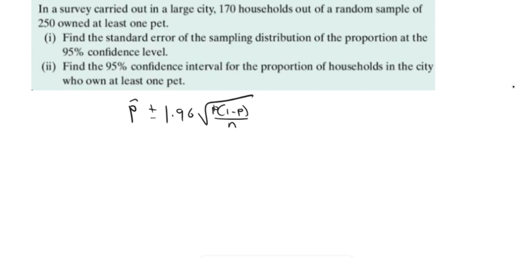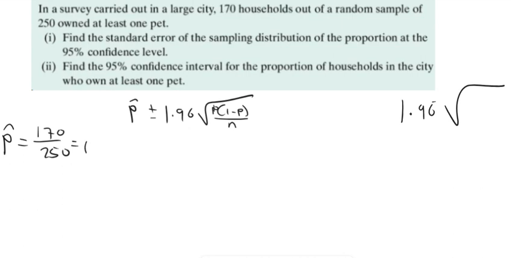So in a survey carried out in a large city, 170 households out of a random sample of 250 owned at least one pet. So find the standard error first of all. So we have to find the standard error, so that's going to be the 1.96 square root, and then my p hat here will be 170 out of 250, so that's 0.68. So that's our p that we're putting into the formula over here.